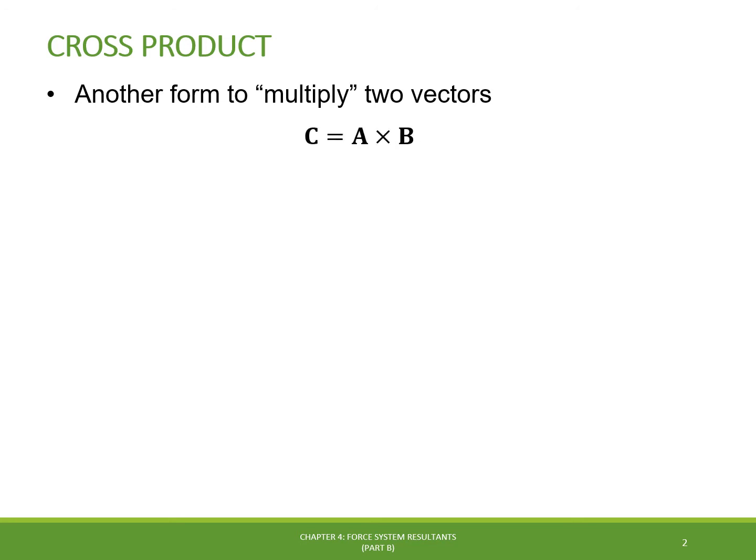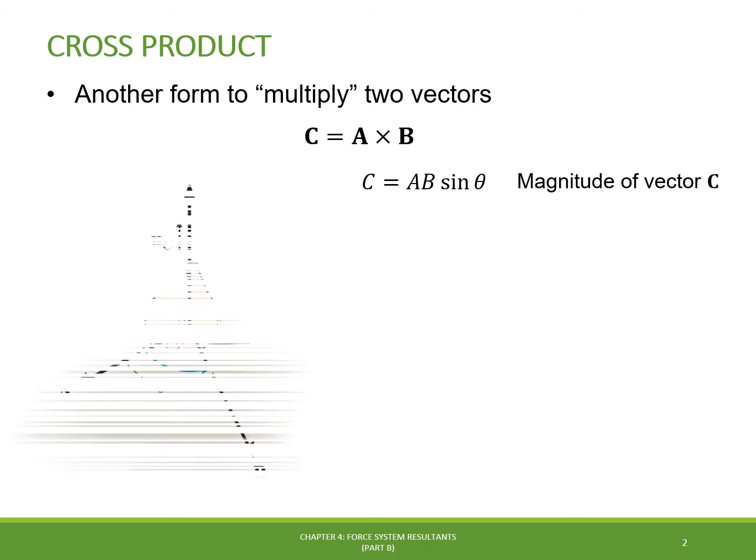Just like the dot product, the cross product is another method of multiplication between two vectors, and it is mathematically represented by this formula, which we read as C equals A cross B. The magnitude of the vector C is defined as the product of the magnitudes of A and B and the sine of the angle theta between the tails, if theta is between 0 and 180 degrees.